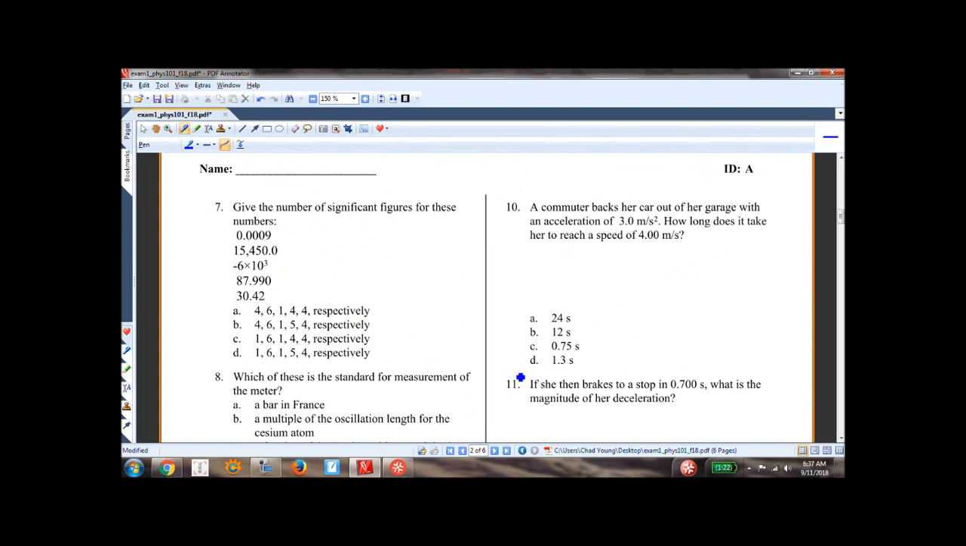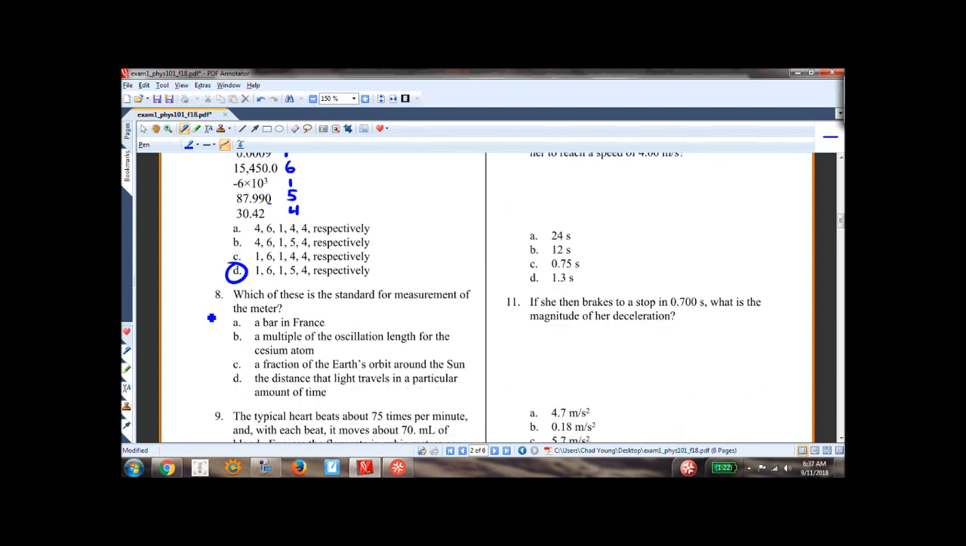All right, give the number of significant figures for these numbers. I have 1 sig fig. Here, all of them are significant, so that's 1, 2, that's 6. Here I only have 1. Here I have 5. Notice that the 0 is significant. It is not a placeholder. And then I have 4. So 1, 6, 1, 5, 4. That looks like D is the answer for number 7.